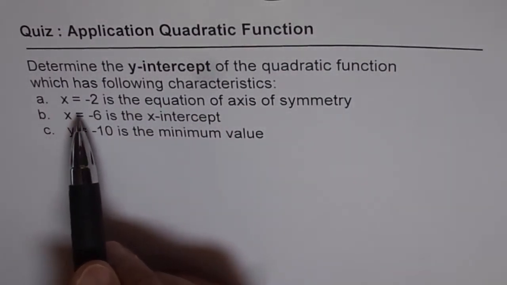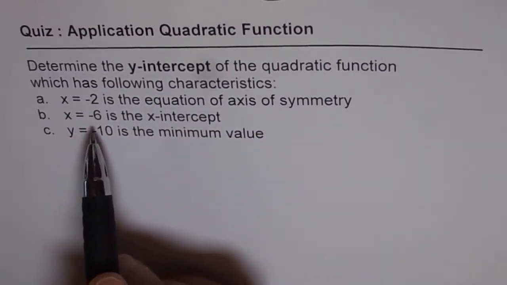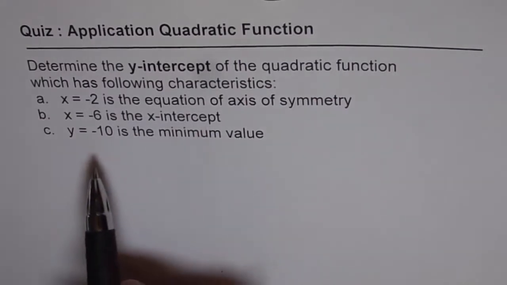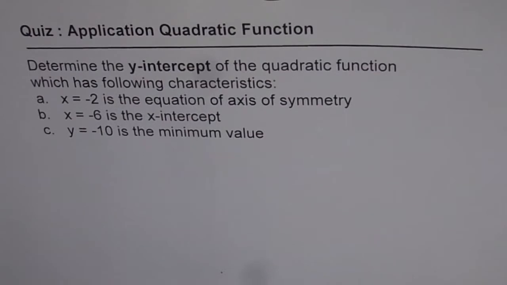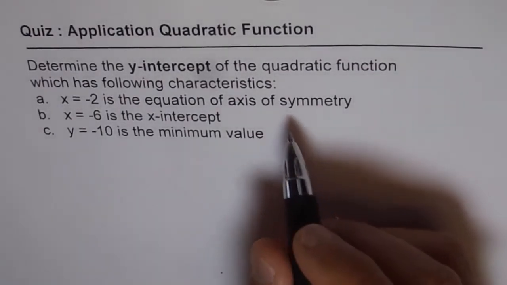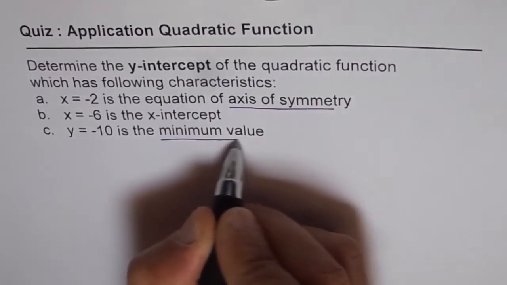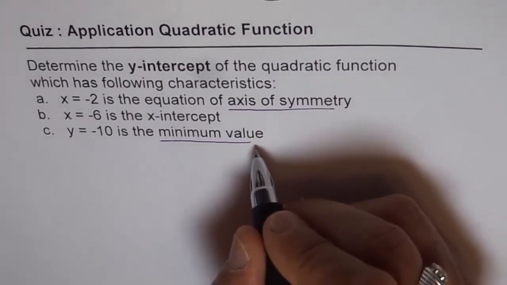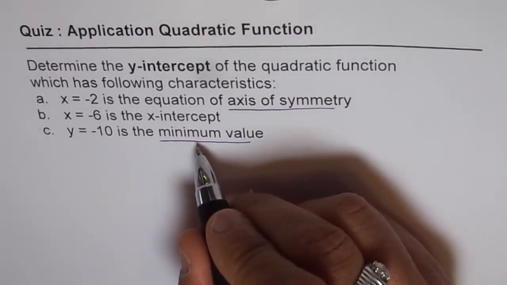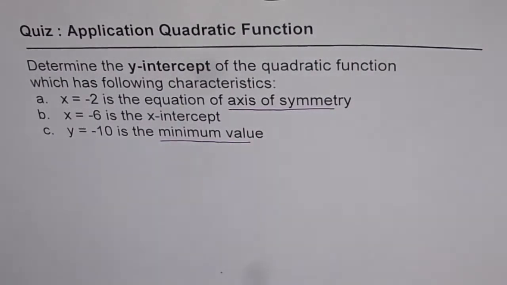A. x equals -2 is the equation of the axis of symmetry. x equals -6 is the x-intercept. And y equals -10 is the minimum value, right? So if you look at it carefully, you get the axis of symmetry here, and the minimum value. So that actually gives you the vertex. Do you see that? This is the vertex, because the vertex, which is a minimum value, will be on the axis of symmetry. Now since you are given the minimum value, that means the function opens upwards.